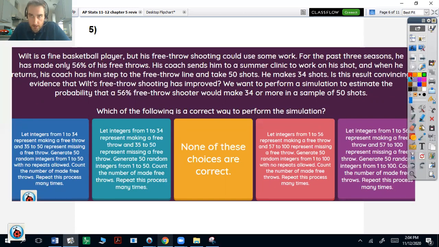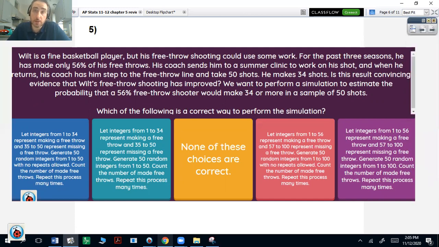All right. Wilt is a fine basketball player, but his free throw shooting could use some work. For the past 3 seasons, he has made only 56% of his free throws. His coach sends him to a summer clinic to work on the shot. When he returns, coach has him step to the free throw line and take 50 shots. He makes 34 shots. Is this result convincing evidence that Wilt's free throw shooting has improved?